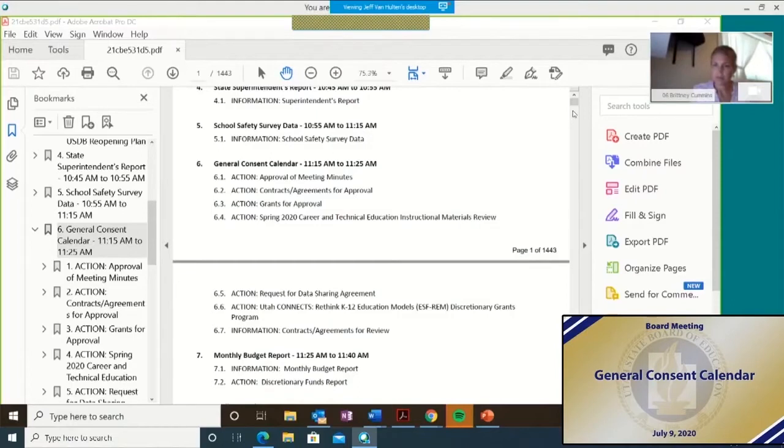Board Member Newell, Board Member Bolter. Board Member Newell. Okay. That motion passes. Board Member Newell did not cast a vote.